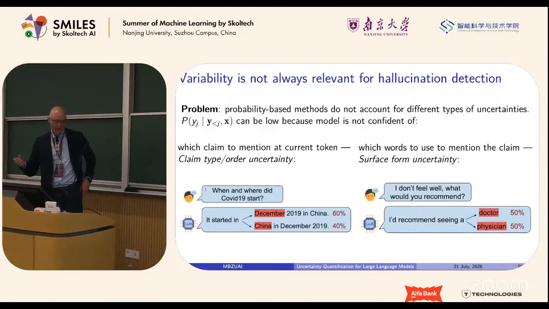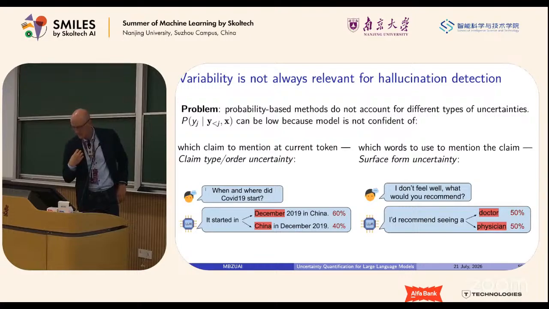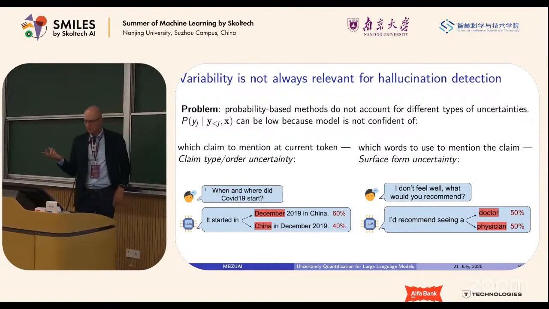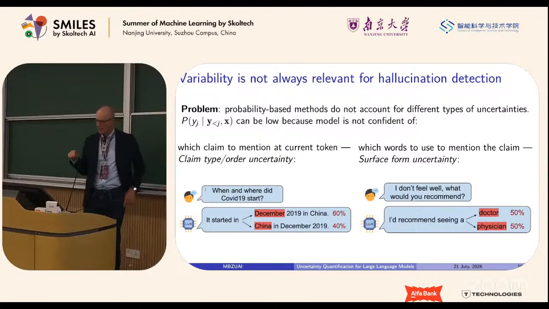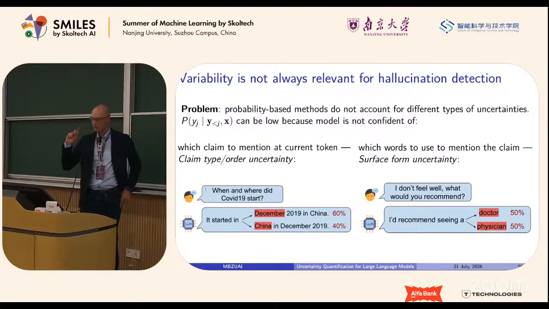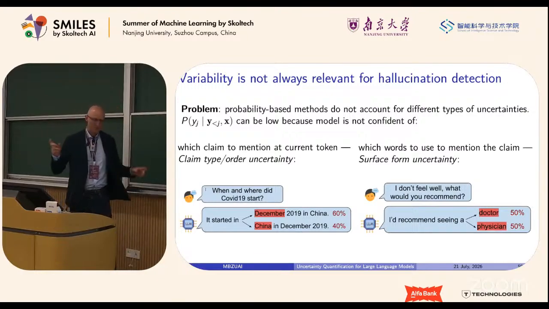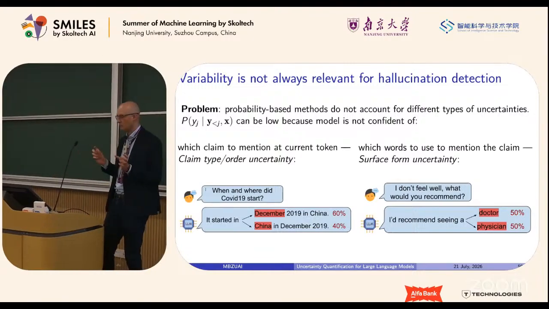Well, you can ask a language model, when and where did COVID-19 start? And the model can generate you a text: The COVID started in December 2019 in China. But it also can do this in reverse. It can generate the text: It started in China in December 2019. So you can see it can swap the claims. It can swap the order of the claims.